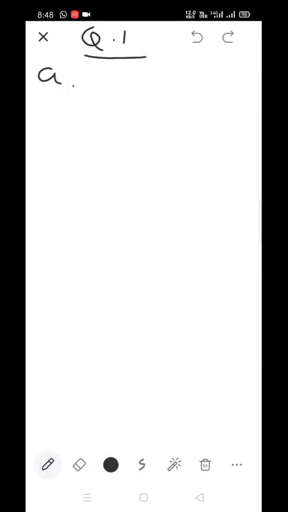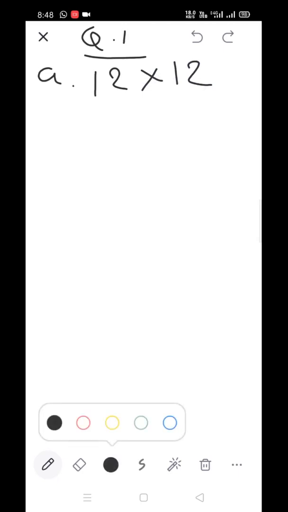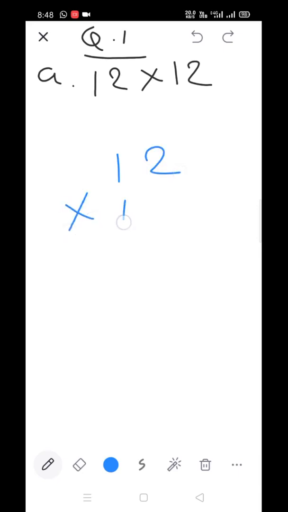A, that is 12 multiplied by 12. Two-digit multiplication with a two-digit number. 12 multiplied by 12. So first, what should we have to do? We have to arrange them vertically, 12 multiplied by 12, according to their place value.